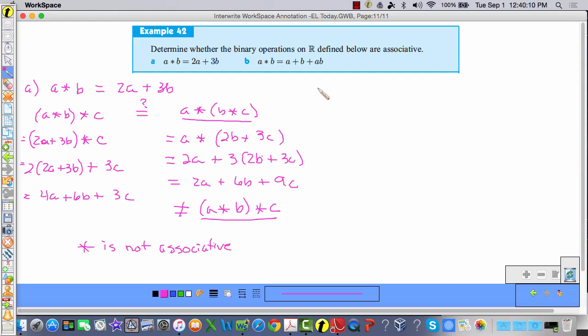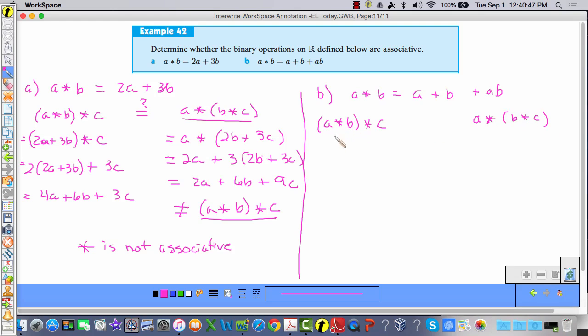Okay. And then let's just do letter B real quick. A star B is equal to A plus B plus AB, or first star second equals first plus second plus first times second. So again, we've got to check out: is A star B star C equivalent to A star B star C? Okay, so let's work this out.